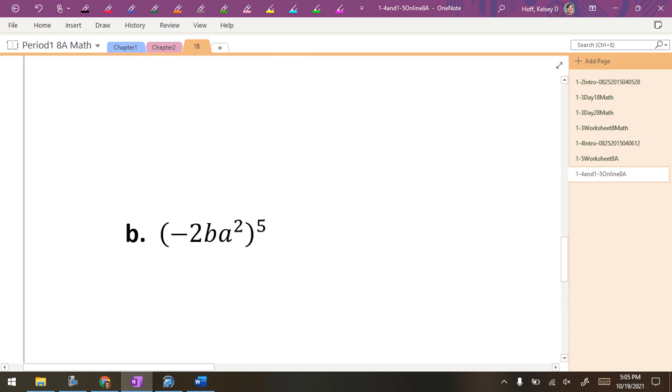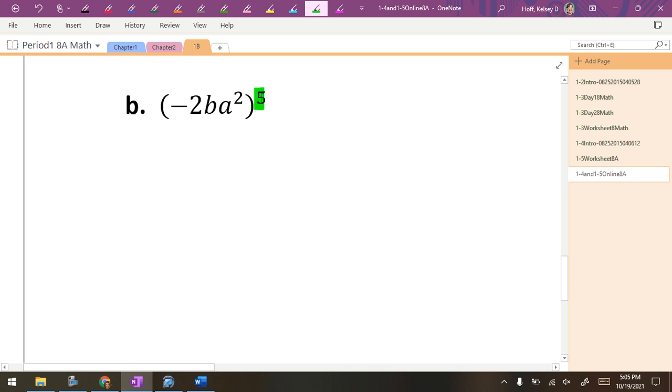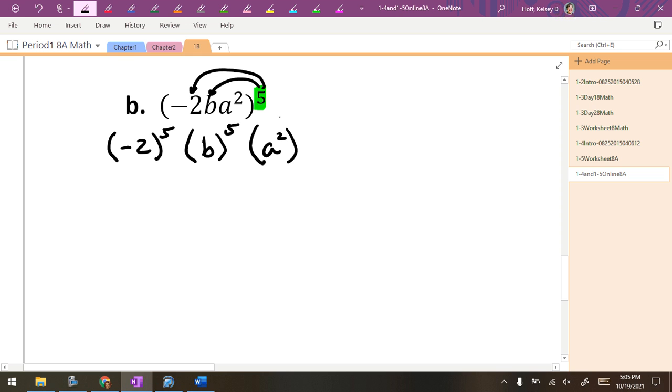Go down the page. B, am I multiplying? Am I dividing? Am I raising a power to a power? Well, I have a power to a power, but I have an exponent on the outside with multiple things on the inside. This is where we have to share that exponent. In parentheses, I have to share it with that -2. I have to share it with that b. And I have to share it with that a squared. Now, -2 is a coefficient. It's the number out front.